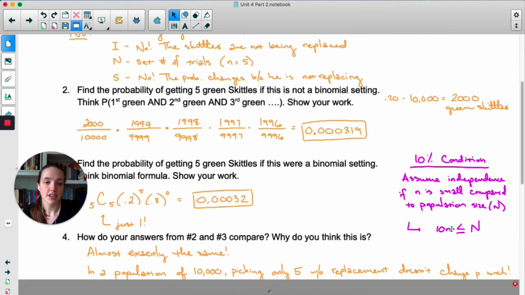So since we are taking a sample of 5 Skittles here, the population needs to be at least 50 Skittles. We are well over 50 Skittles. We're at 10,000, so we're definitely fine.